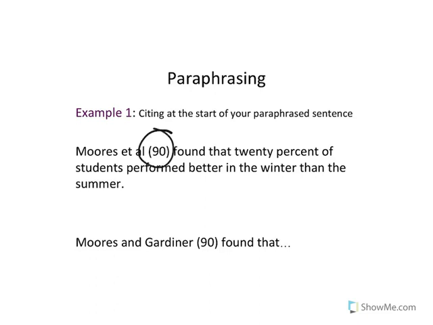You don't need to cite the date in the MLA referencing system, but you do need to put the page number. You can also see that I've got et al. just here. That's if you've got more than 3 authors, then you can just put et al. You can also see on the bottom one that I've got Moores and Gardner. That's if you've just got 2 authors, you can put both of their last names. You don't need to put their first names. And you've also got the page number in brackets.